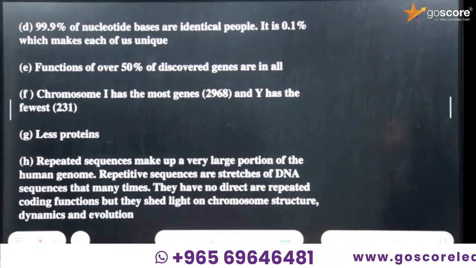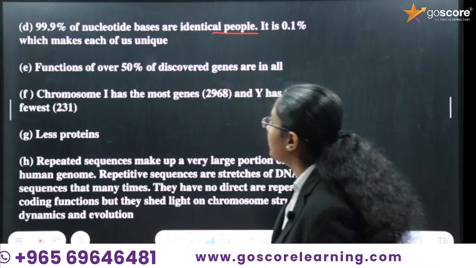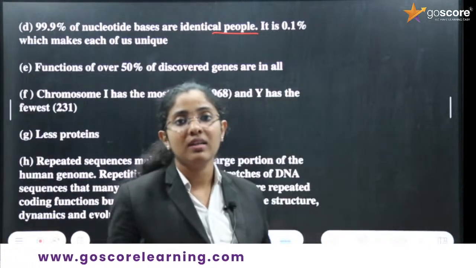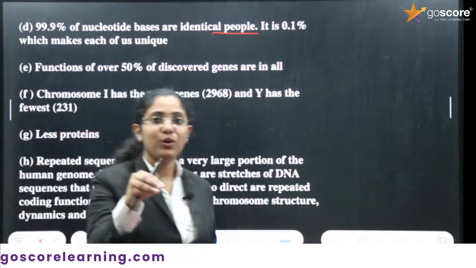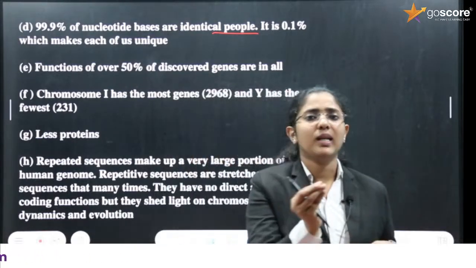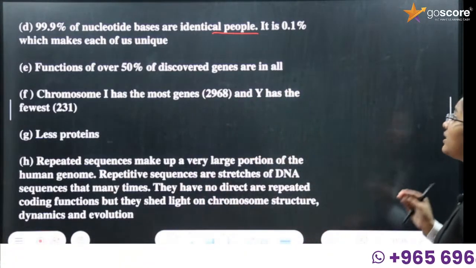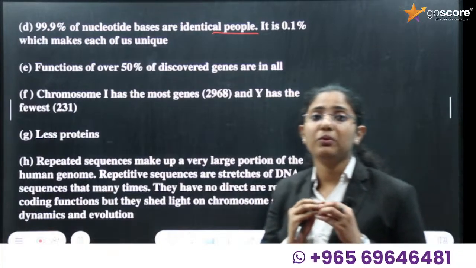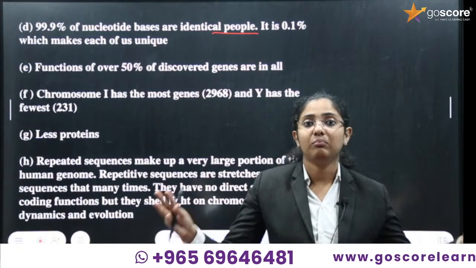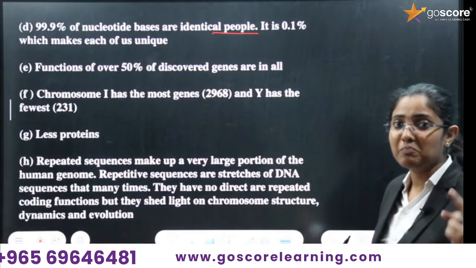Then the next one, 99.9% of nucleotide bases are identical in people. 99.9% of the human genome is identical. That means you and I have almost the same type of DNA, but there is a difference of 0.1 percent. That 0.1 percent difference of DNA makes you a unique person. See the speciality of that 0.1 percent, right?